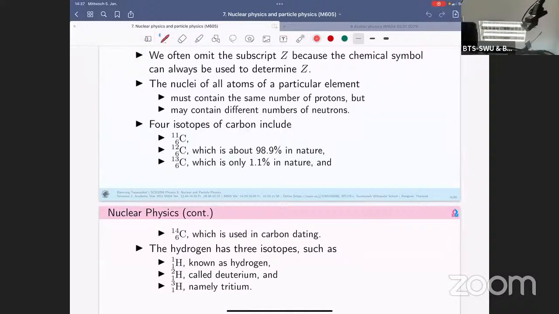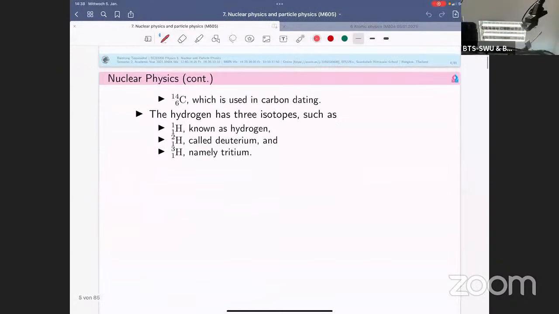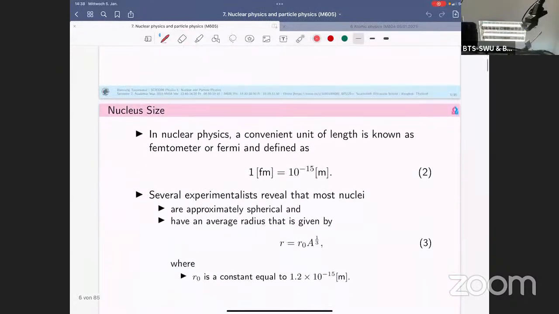Okay, the name H11 is known as hydrogen. H21 is known as deuterium. And 31 means tritium. Third or tri means number 3, right? Yeah, that's the basic thing about nuclear physics. Okay, let's go ahead with that.